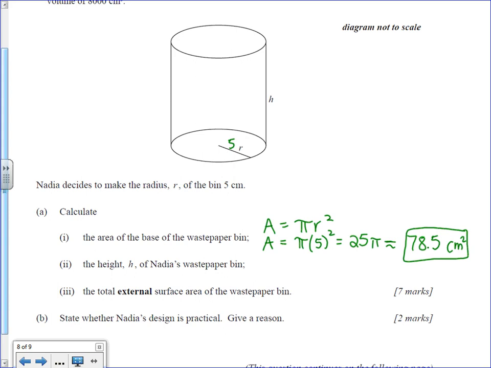I could accept 25 pi as the answer, but we're going to have to use it going forward, so we might as well get it to 3 significant figures here. Now, calculate the height of Nadia's waste paper bin. We're going to need to use our volume that they gave us.